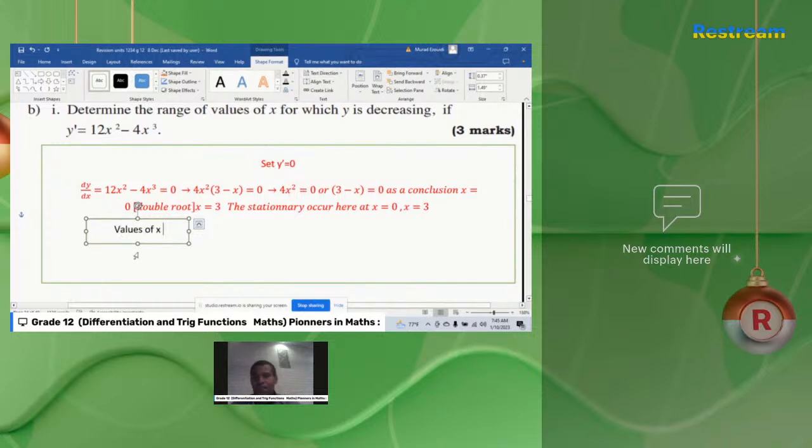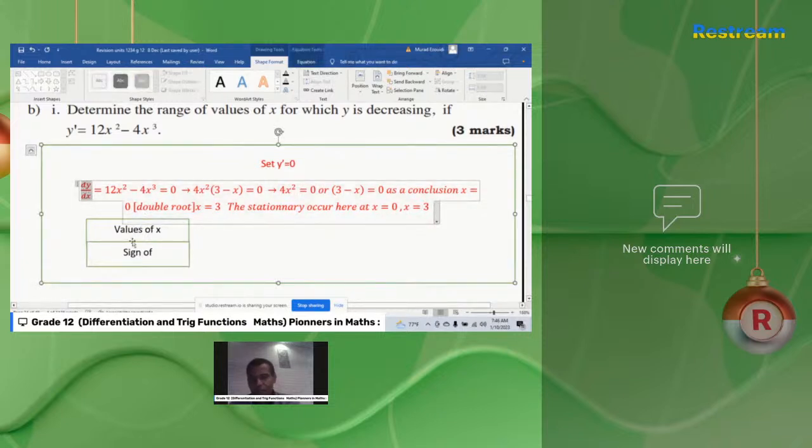Okay, and here the sign of what? The sign of y dash. This is the sign of y dash. The first derivative will be dy with respect to x, or just y dash.